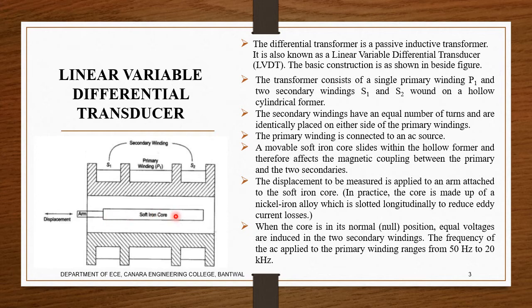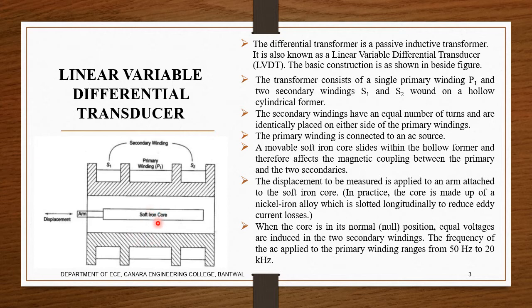When the core is at the normal position, equal voltages are induced in the secondary windings. For example, if 10 volts is applied here, the core has been displaced to the perfect normal position, so this much is in contact with S2 and this much is in contact with S1. So equal voltages are induced: the voltage induced in S1 is equal to the voltage induced in S2, the same amount when it is in the perfect normal position.